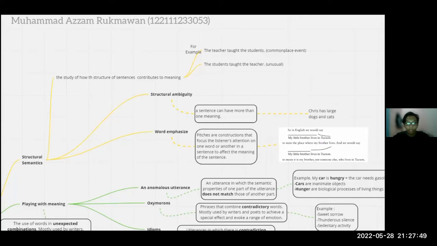For example, there are two sentences. Both sentences are composed of exactly the same words. In the first sentence, the teacher is the subject and is performing the action of teaching the student, the object of the sentence. In the second sentence, the only thing that has changed is that now the teacher is the object and the student is the subject. However, the change in the structure changed the meaning of the sentence, such that the first sentence describes a commonplace event, but the second one describes a more unusual one.